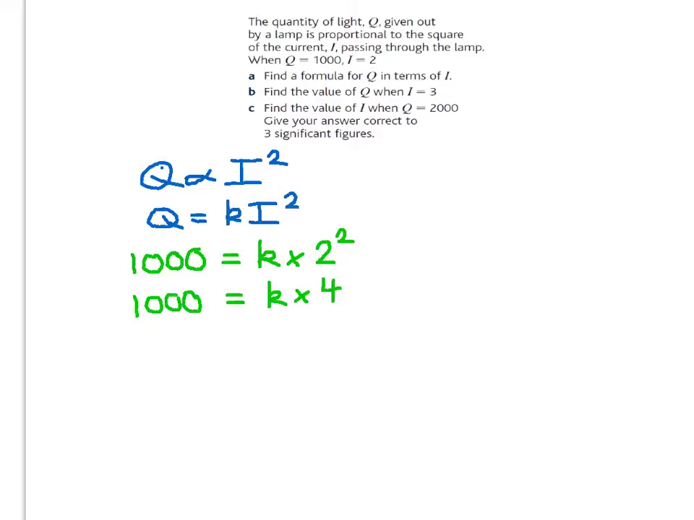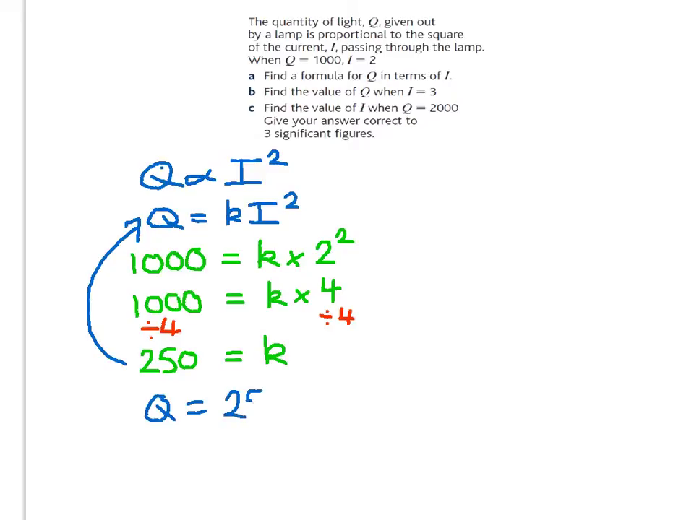So to get K on its own, I need to divide both sides by 4, so make a note of that. That gives me as the next line 250 equals K. And this is the bit quite a few people were forgetting last lesson. As soon as I've worked out K, I need to put it back into this formula here. So I'm going to write that out again, except I'm going to put K in as 250 this time. So Q equals 250 I squared. And that's the formula that I need for the first part.